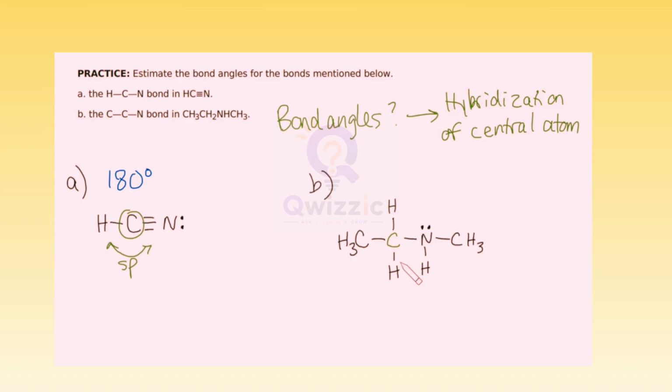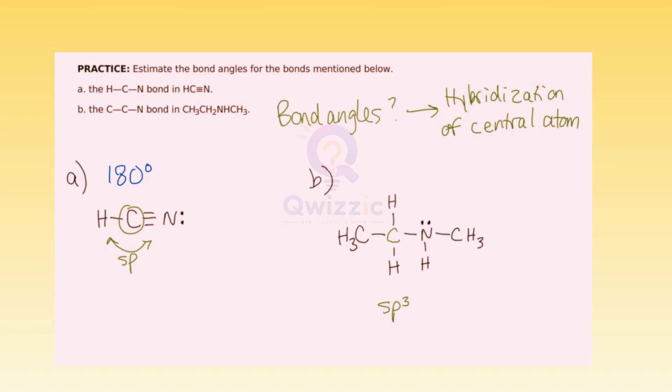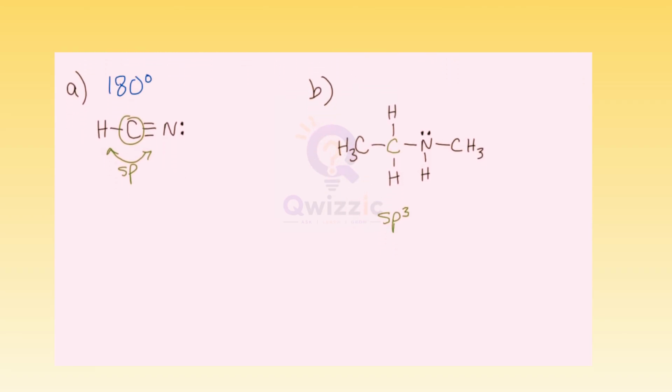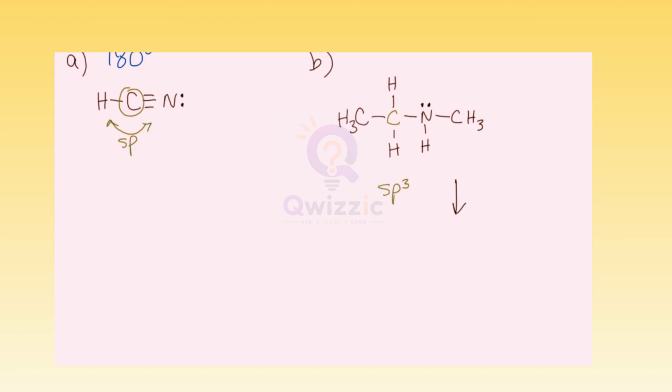So how many charge centers does this carbon have? 1, 2, 3, 4. So that carbon is sp3 hybridized. And we know that for an sp3 hybridized atom, the bond angles are 109.5 degrees. And we can see that if we draw out the structure in the tetrahedral shape.